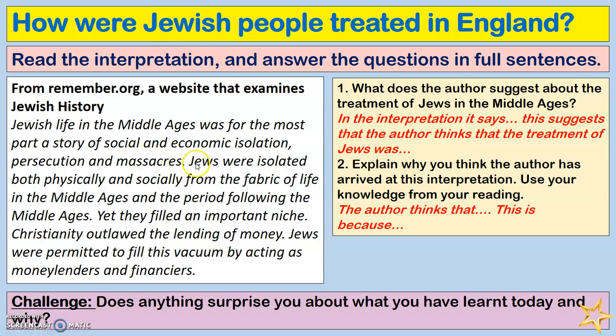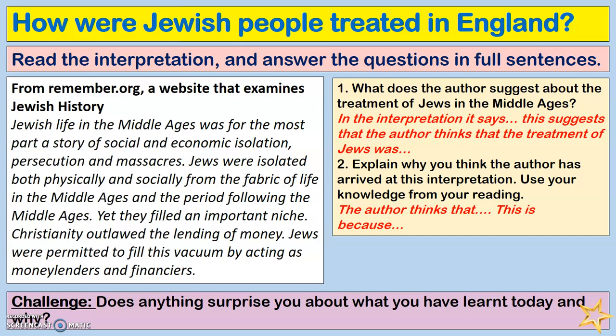Jews were isolated both physically and socially from the fabric of life in the Middle Ages and the period following the Middle Ages, yet they filled an important niche. So a niche is something like an important small part of society. Christianity outlawed the lending of money. Jews were permitted to fill this vacuum by acting as moneylenders and financiers. So they were able to give people money or lend people money because their religion doesn't forbid that, whereas Christianity does forbid the lending of money.